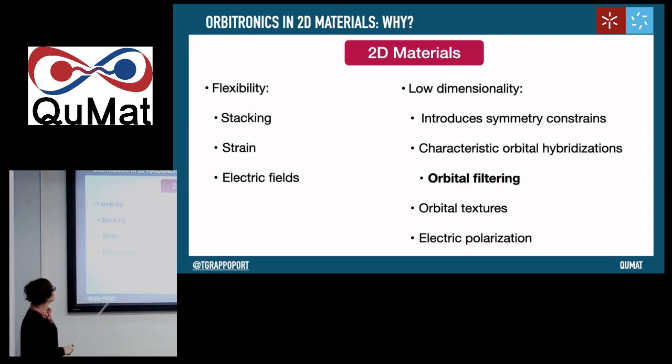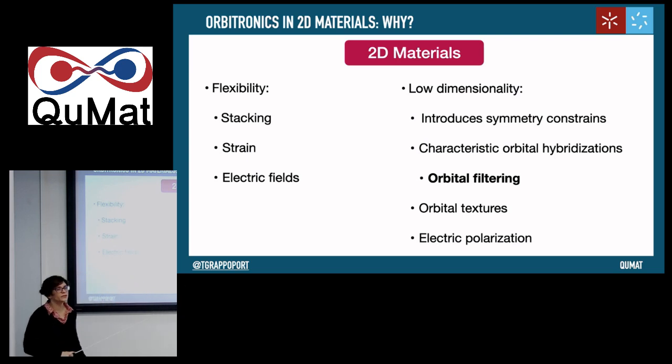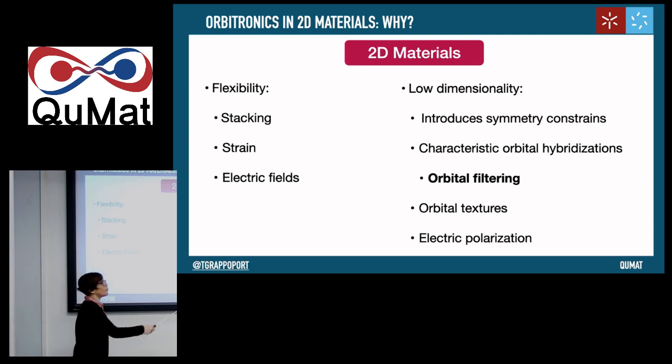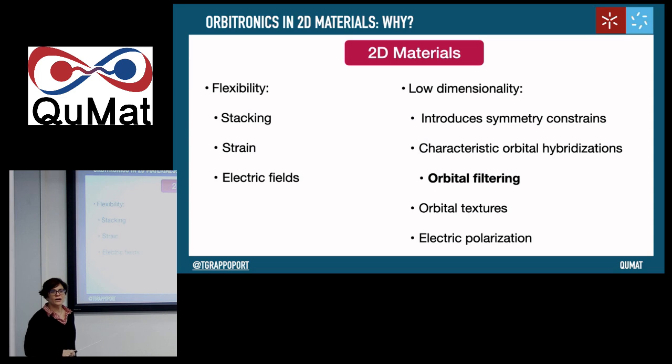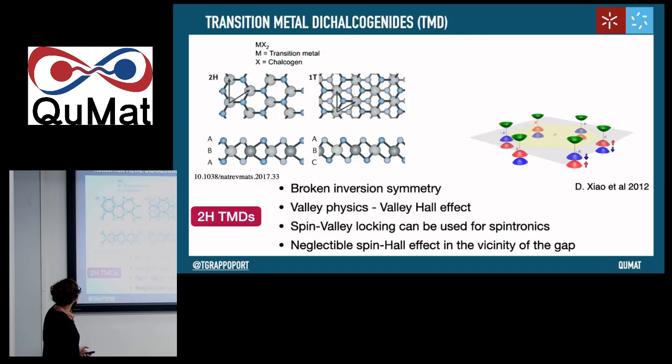Also, low dimensionality means that we have orbital textures. This is known since the 2D electron gases from oxides. And orbital textures are important for the orbital Rashba-Edelstein effect and even for the orbital Hall effect. And also many of these 2D materials have electric polarization or are even ferroelectric, and this plays also a way of manipulating the orbital angular momentum by electric fields.